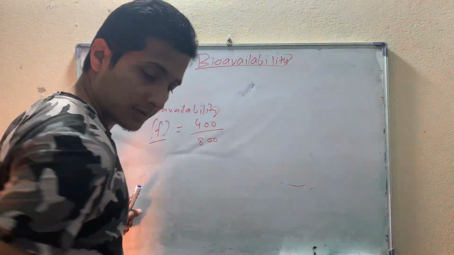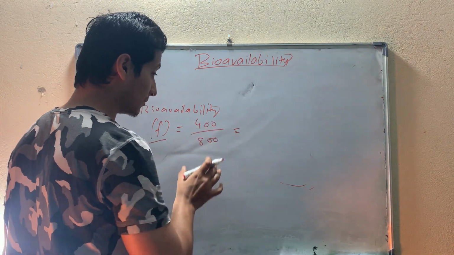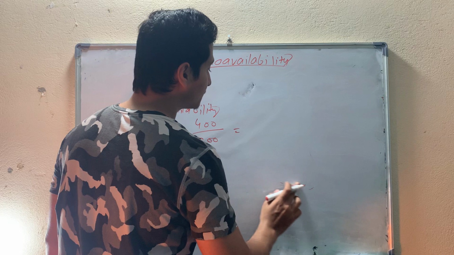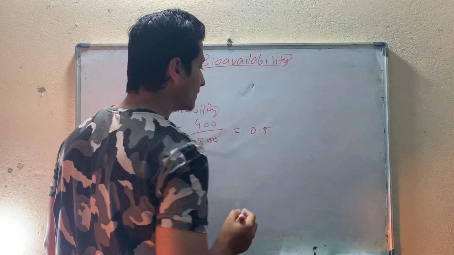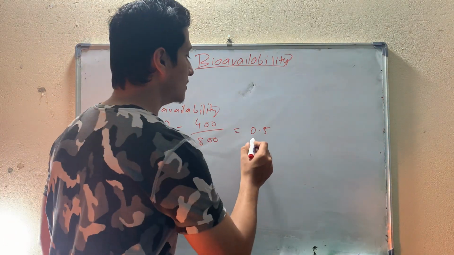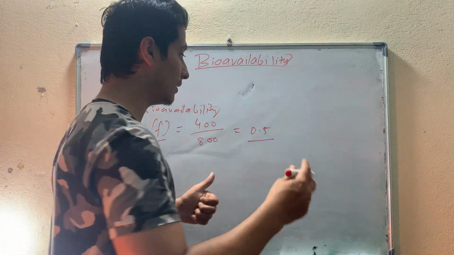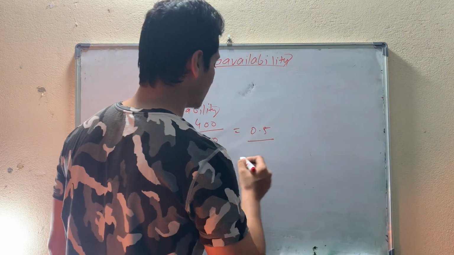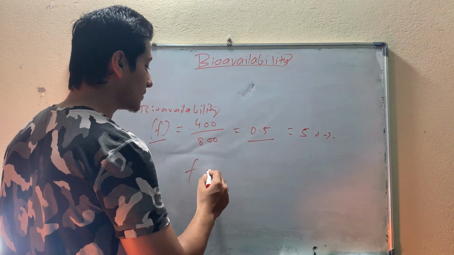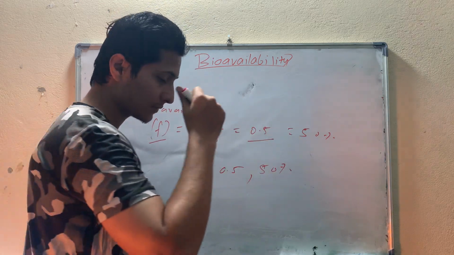And one thing. So now let's calculate this. So if only 400 milligrams of the drug went into the systemic circulation out of 800 milligrams we administered, then it comes to be 0.5. So the bioavailability of the drug that we administered in the patient was 0.5. So just to make it easy to eliminate this decimal, we can express this in percentage also. So bioavailability can be expressed as 0.5 in decimal or in percentage, right?